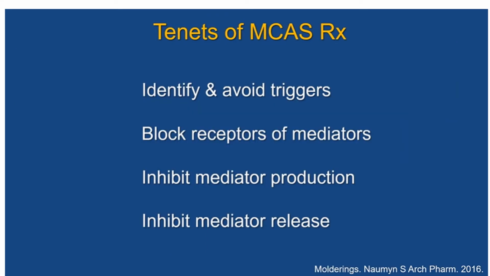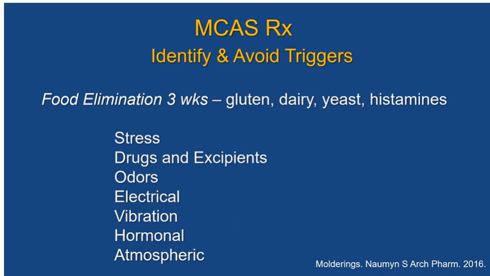So the big tenets or rules for MCAS treatment is you definitely want to identify and avoid triggers. That's the first thing. You don't want to keep adding fuel to the fire there. You want to also block receptors of the mediators. You want to inhibit mediator production, and you also want to inhibit mediator release. And we'll talk about some of the therapies here in a minute. So part one of treating MCAS, you want to avoid and identify some of the triggers.